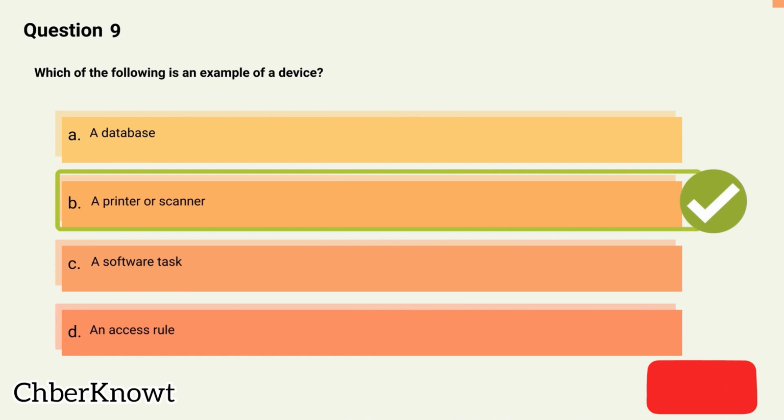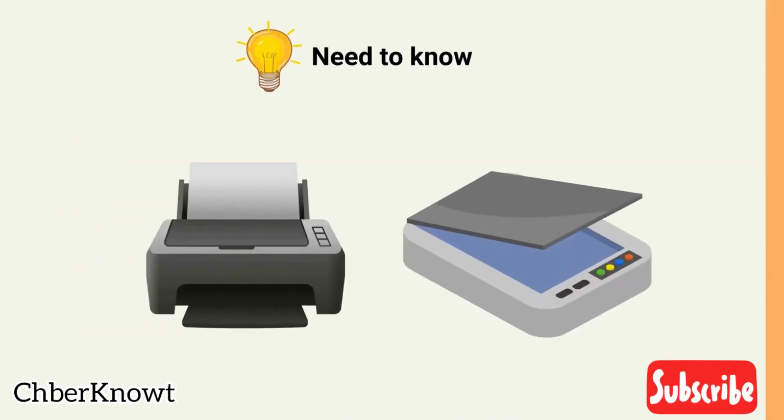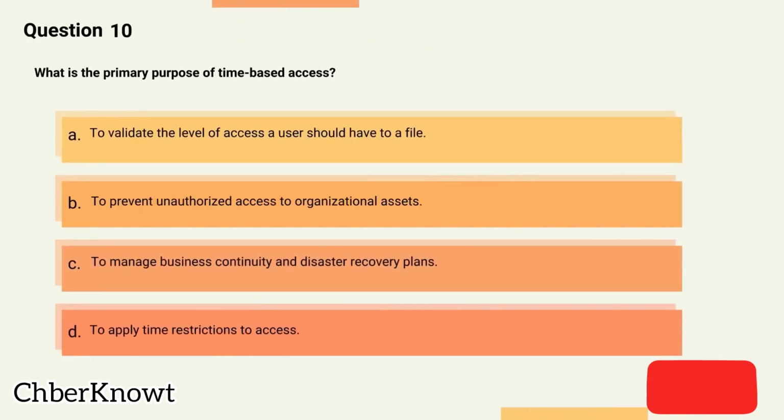A printer or scanner. Explanation. In the context of information technology, a device refers to any physical or virtual component or peripheral that is used to perform a specific function or task. Examples of devices include printers, scanners, keyboards, mice, monitors, hard drives, routers, and switches. Question 10. What is the primary purpose of time-based access?